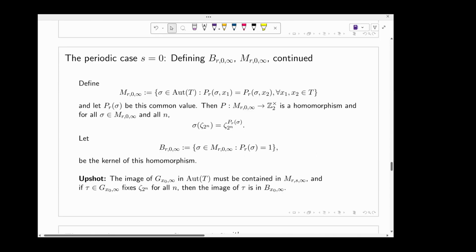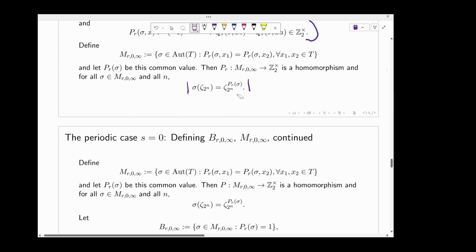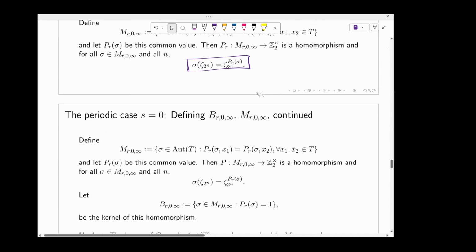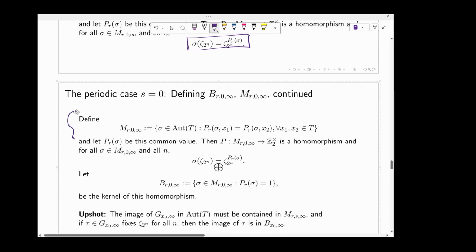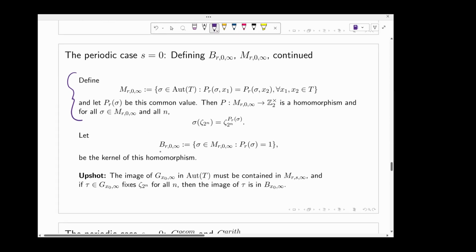So again, I'm just repeating the definition that I gave on that last slide here. This is all just copied over from the last slide. And now I'm going to define this group B to be the kernel of this automorphism. So this is going to be the elements of my automorphism group of the tree that actually fix the two power roots of unity, which is what we would want in order to be part of the geometric Galois group.